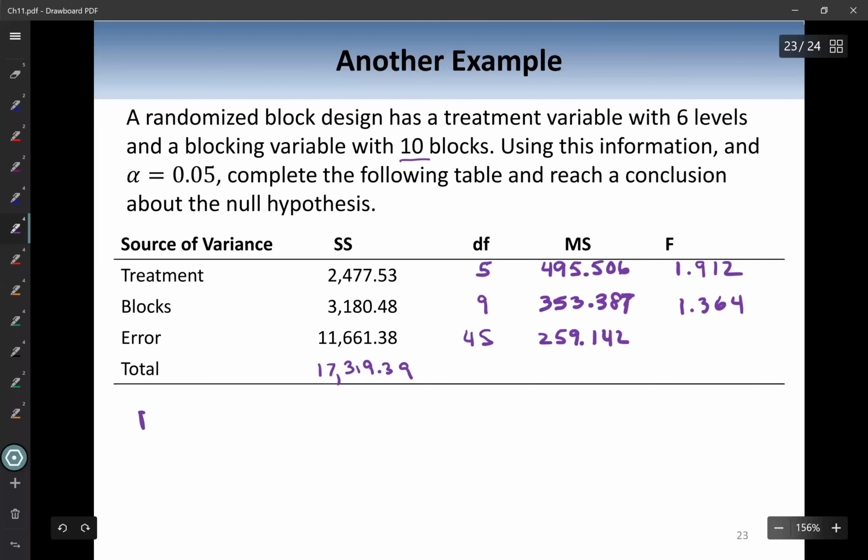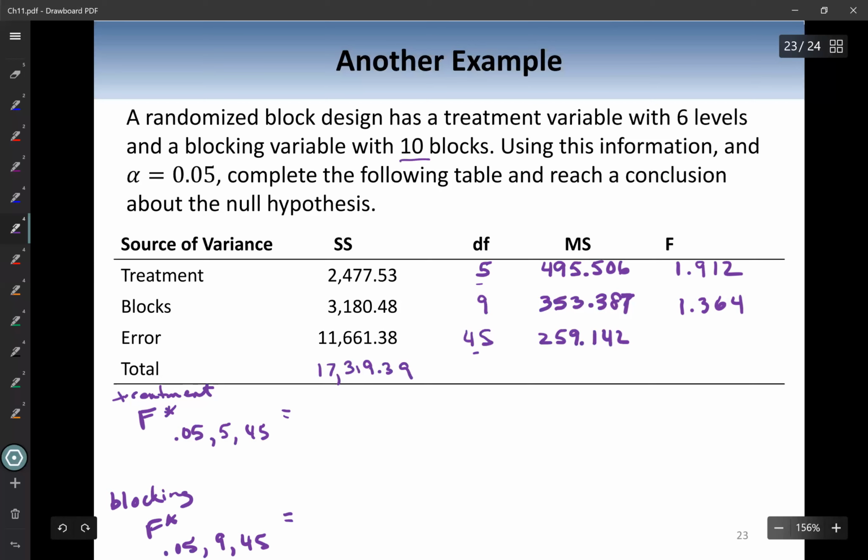All right, and we now need our 2 different critical values. We'll do the treatments first. For the treatment, we have 6 treatment levels, and the critical value from the table uses alpha at 0.05, with 5 degrees of freedom and 45. That's for the treatment variable, and then we have the blocking variable. The blocking variable will be 0.05 as well, but this time 9 degrees of freedom with 45.